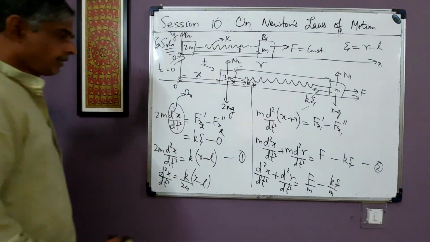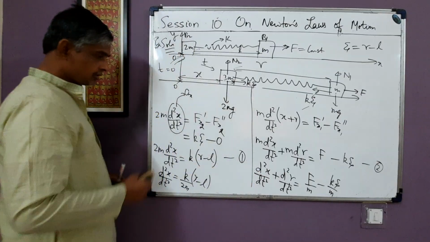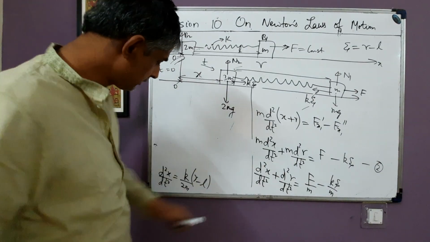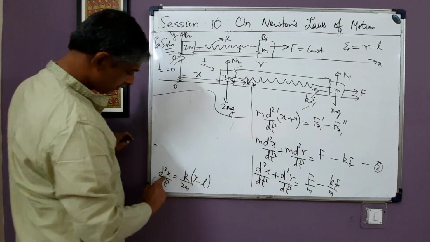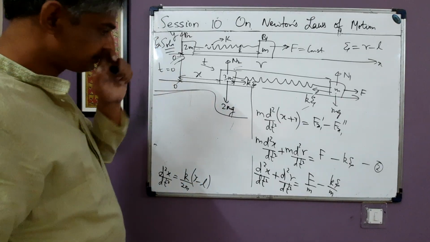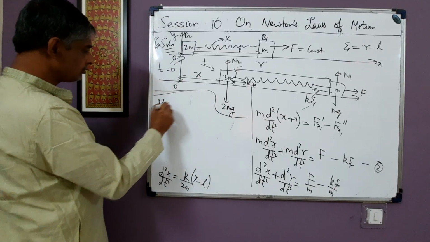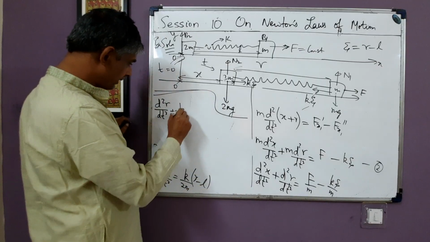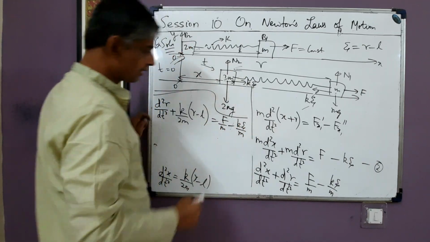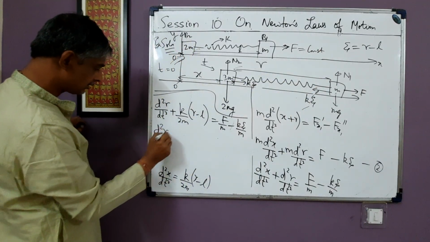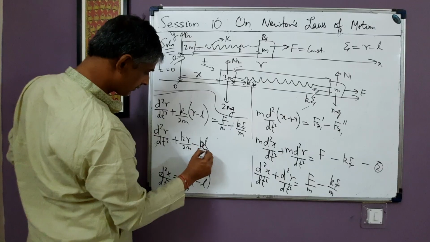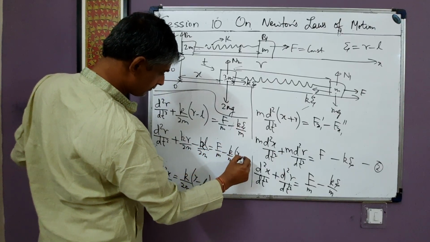Alright. So this I substitute in this one. So I replace this d2x by dt2 here. So what do we get? We get d2r by dt2 plus d2x by dt2 becomes k by 2m times r minus l, that is equal to f by m minus k epsilon by m. Epsilon is as usual r minus l. So this I write like this: d2r by dt2 plus kr by 2m minus kl by 2m is equal to f by m minus k by m times r minus l. Alright.